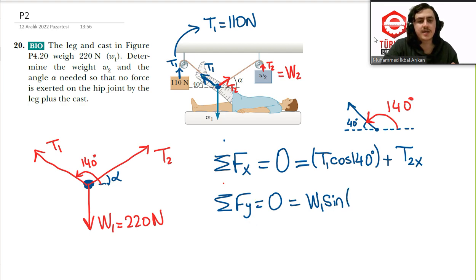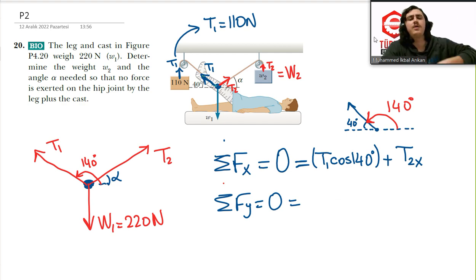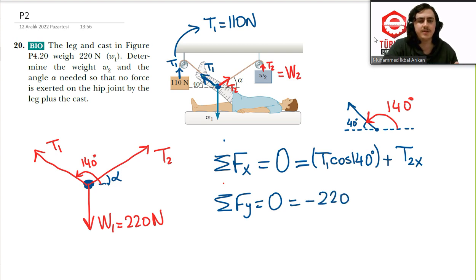So put sine of, but your angle is minus 90, right? So when you put minus 90, you will get negative. Negative weight 1 will give you negative 220. But actually in this case, you don't need to make these calculations, because you are seeing that it is just only pulling down. So the weight is pulling down. It's only in the y-axis and a negative sign. So you will put negative here. It is easy. What about these two?